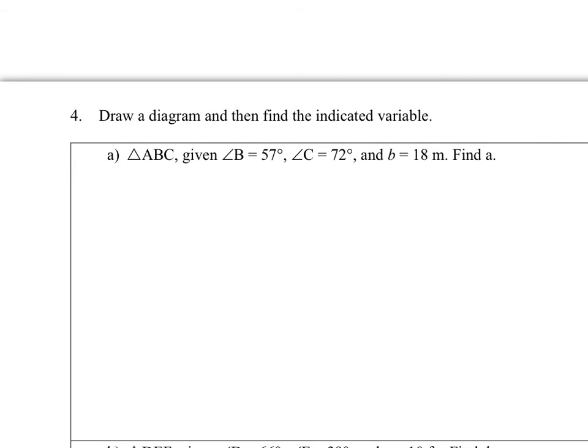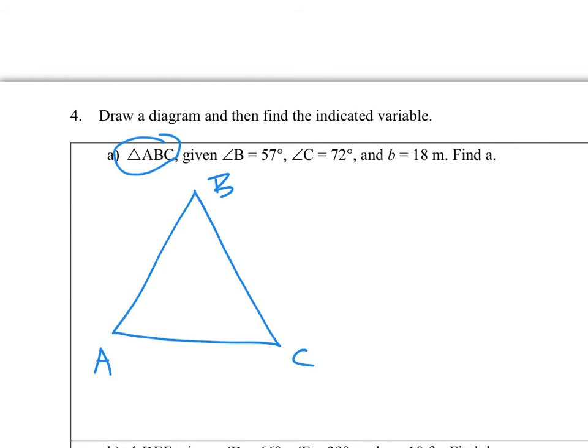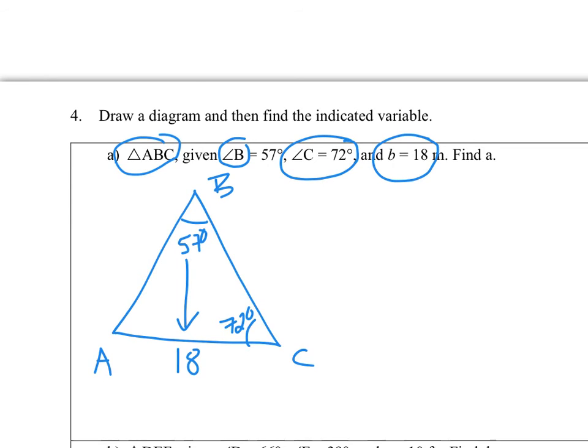Apparently we've got a triangle, so I'm going to draw a triangle. It's not a right angle triangle, but I know it's got vertices A, B, C. You're given that angle B is 57, angle C is 72, and that side length B is 18. How do you put in side length B? Well, it's opposite to the angle. So this is side length B. And it wants me to solve for side length A.